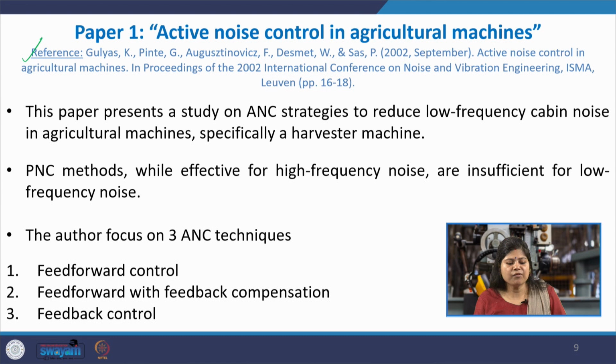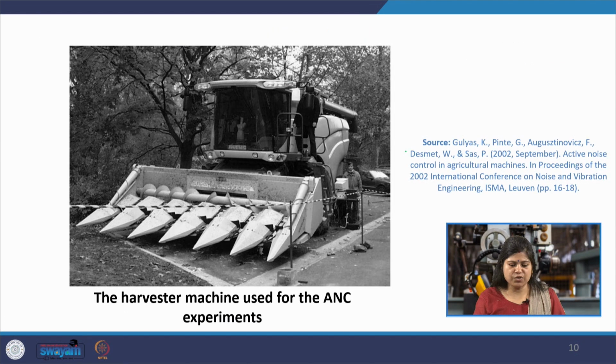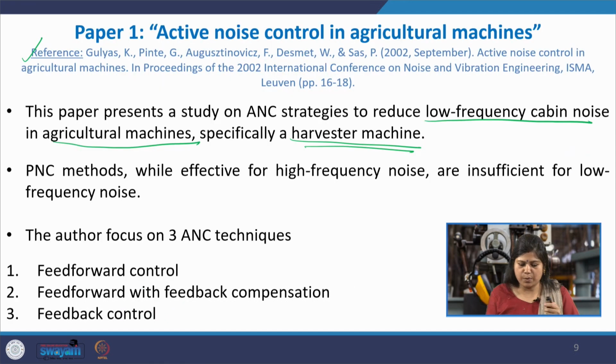So, what they have done in this paper is that they are adapting some ANC strategies to reduce low frequency cabin noise in agricultural machines, and they have taken the case study of a harvester machine, which I can show you here. This is the harvester machine where ANC was applied. It generates a lot of noise, and obviously the objective is that near the operator who is working on these machines, we should be able to reduce the noise, which is mostly low frequency.